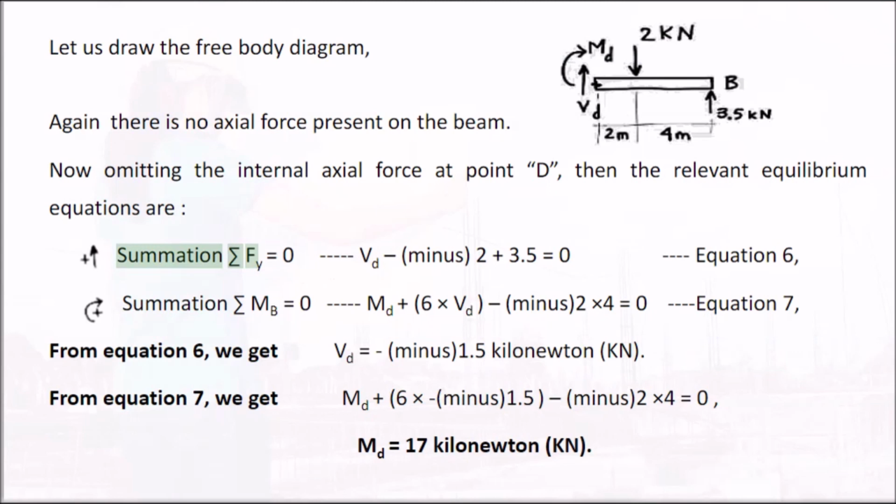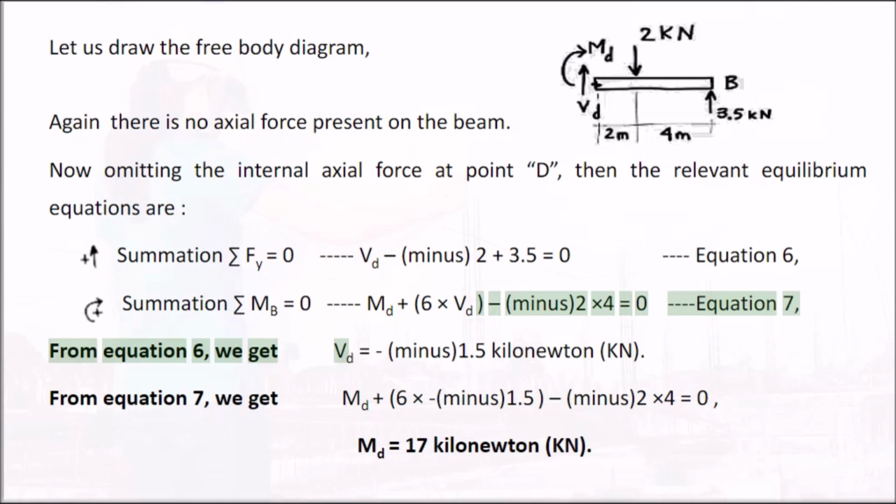summation Fy equals 0, VD minus 2 plus 3.5 equals 0. Equation 6. Summation MD equals 0, MD plus 6 times VD minus 2 times 4 equals 0. Equation 7.